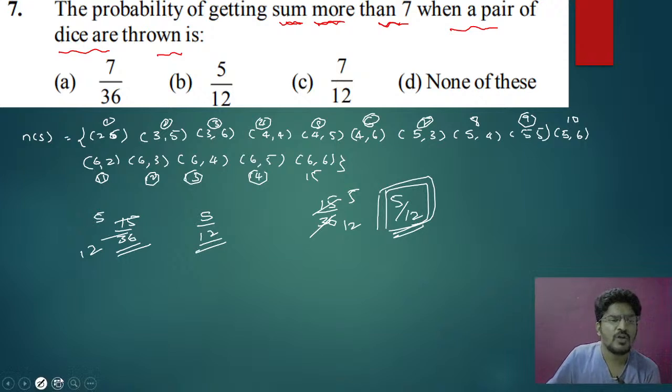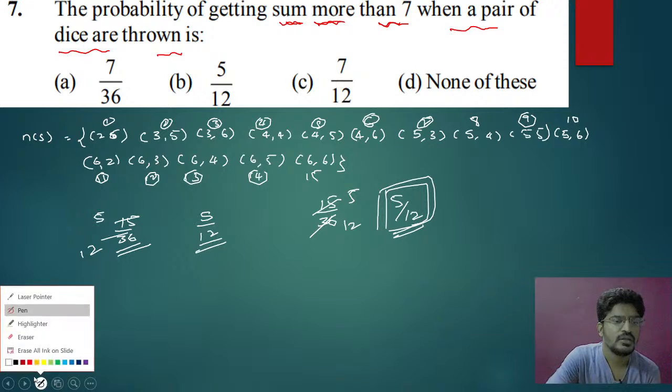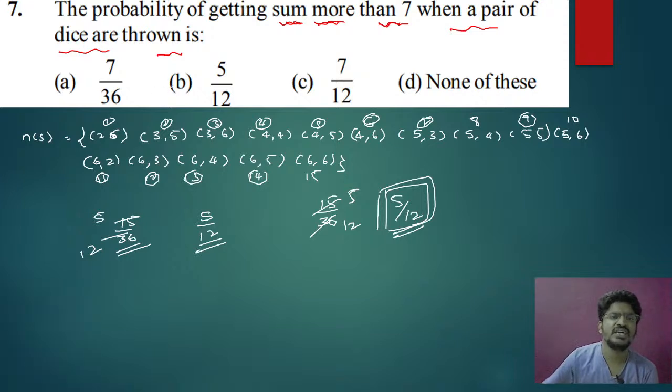So therefore our option B is correct answer. Clear? Some of you are giving it as D. D is not the answer. 15 by 36 you will get. You simplify it, 3 into 5, 3 into 12. So 5 by 12 is going to be the answer. Clear? That is option B.